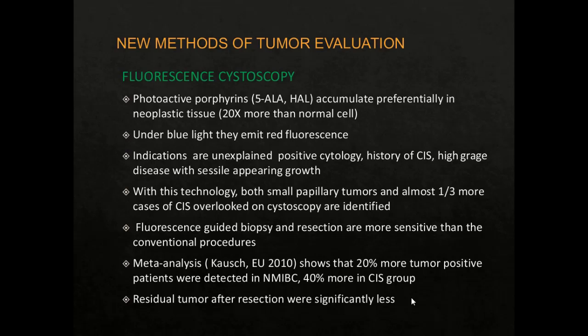Indications are an unexplained positive cytology, history of carcinoma in situ, and high-grade disease with sessile appearing growth. With this technology, both small papillary tumors and almost one-third more cases of CIS overlooked on cystoscopy are identified. Fluorescence guided cystoscopy and dissection are more sensitive than the conventional procedures. Meta-analysis shows that 20% more tumor-positive patients were detected in non-muscle invasive bladder carcinoma and 40% more in carcinoma in situ groups. Residual tumor after the resection was significantly less.